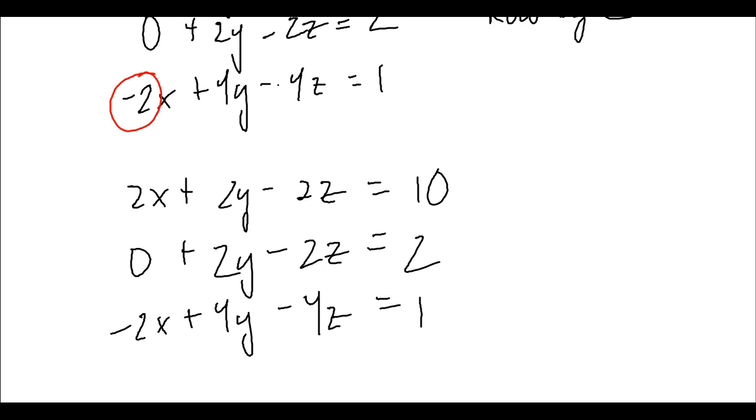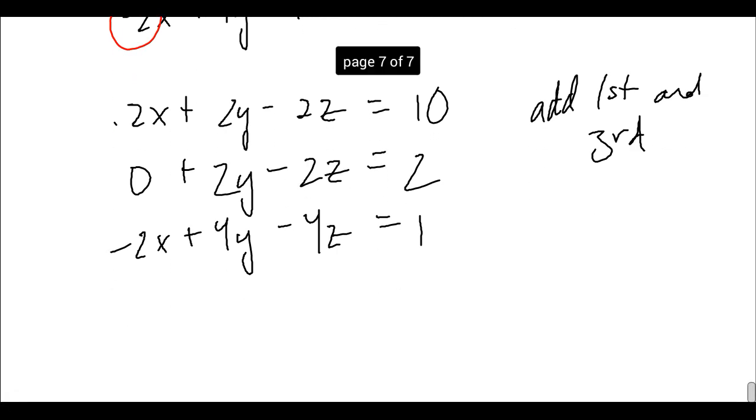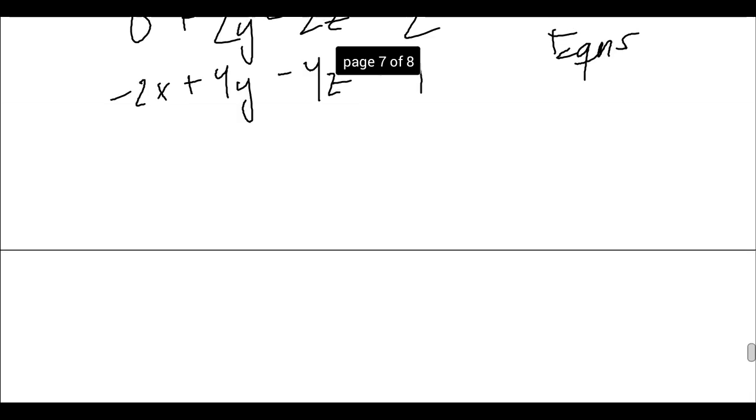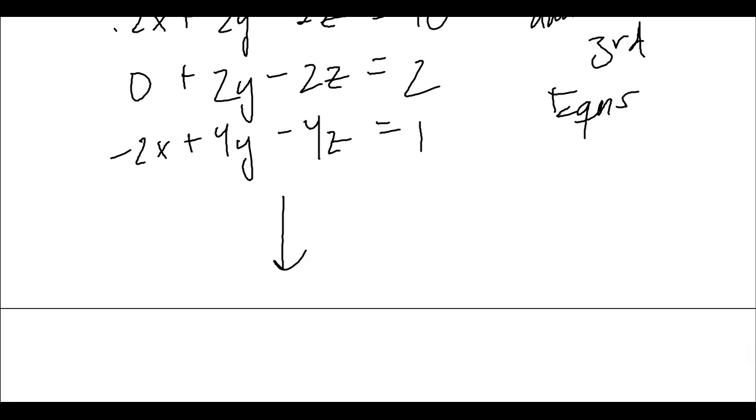Alright, so now let's just add the first and third rows, right? Because if I add them, 2x plus negative 2x is 0. So we'll add first and third. And I'm talking about those equations here. Okay, so let's see what happens. Looks like I'm going to need a new page. I'll just draw an arrow down.